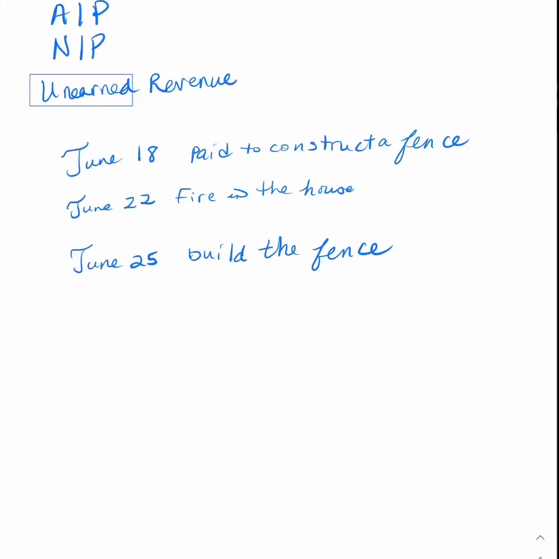Do they still need a fence? Well, of course not. There's no more house. So they don't need a fence, and because they don't need a fence, we're not going to build the fence. Because we've not done anything, and because we're not able to perform the service, then we must return the money. If, however, we come out there on June the 25th, and we do build the fence, then on June the 25th, we can recognize revenue.